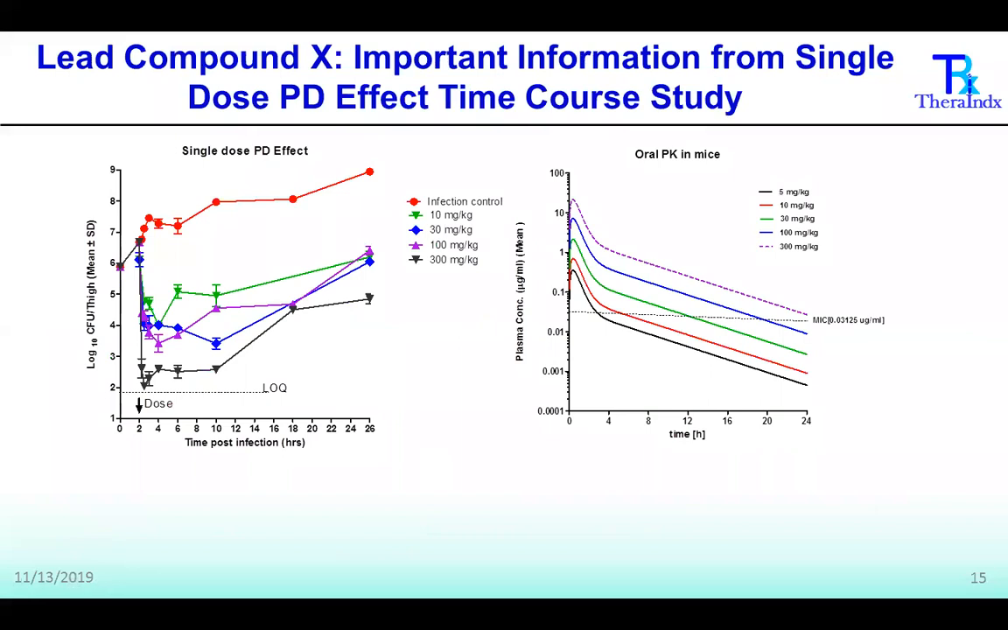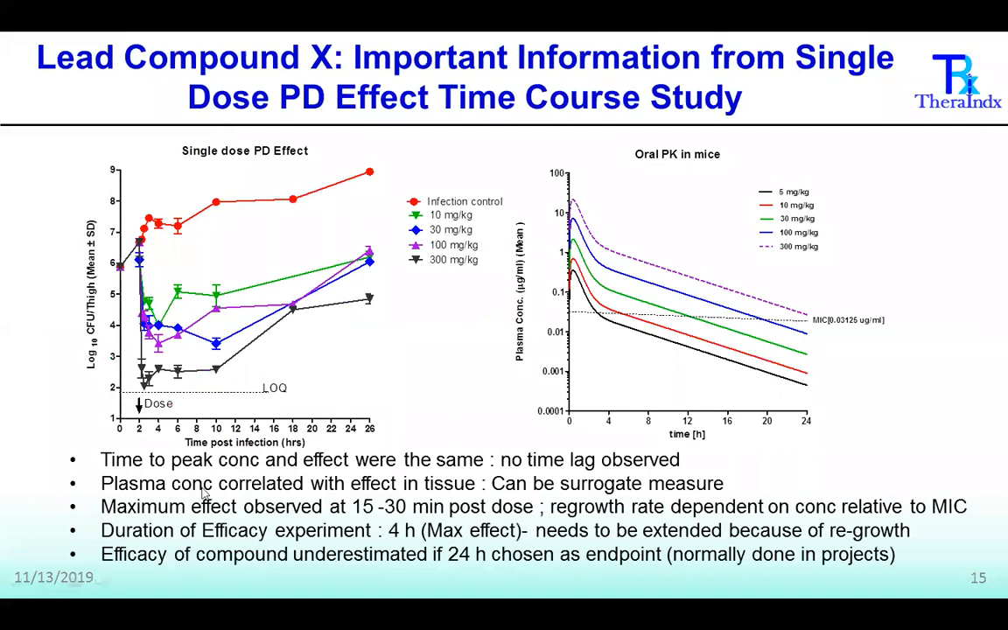Some important information from single-dose PD effect time studies comes from comparing the PD with the PK. The first observation is that the time of peak concentration and the time at which the peak effect was observed were the same. In other words, there was no time lag between the concentration peak and the effect peak. The plasma concentrations correlated with effect in tissue.